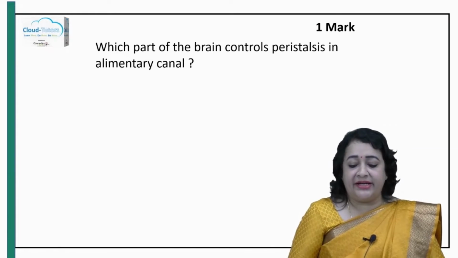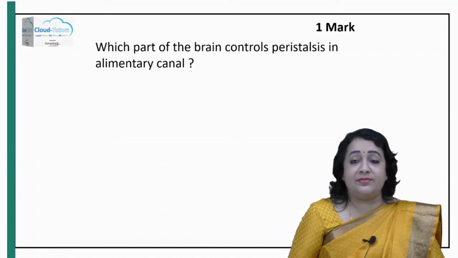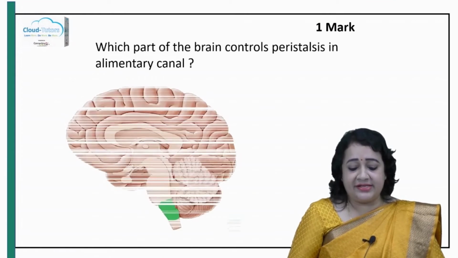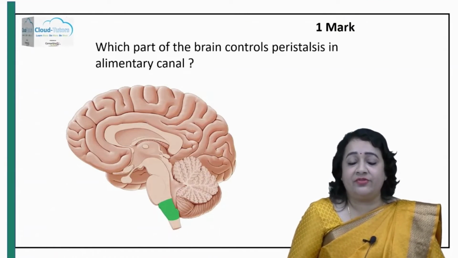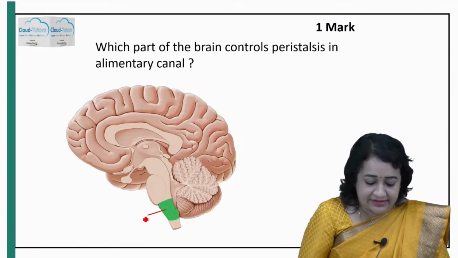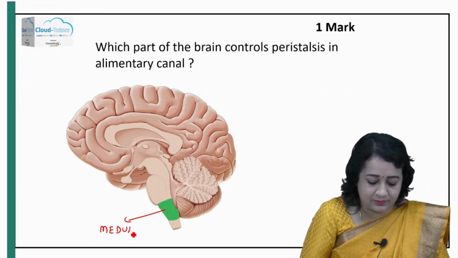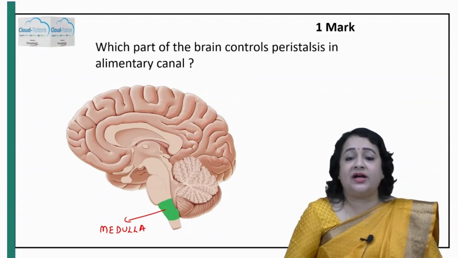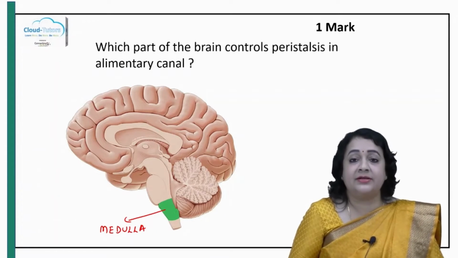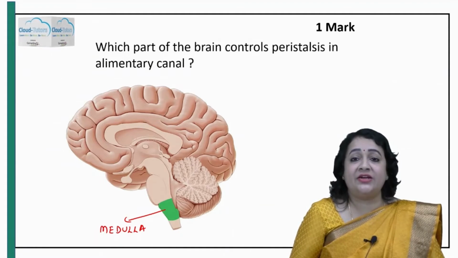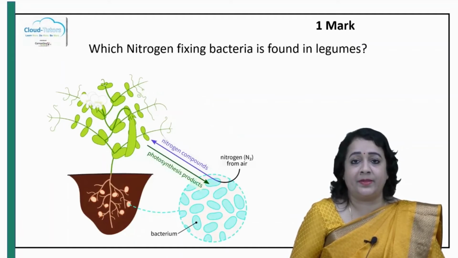Which part of the brain controls peristalsis in the alimentary canal? Peristalsis is an involuntary movement, right? That is controlled by which part of the brain? That is by the medulla. So medulla controls the peristalsis movement, which is an involuntary movement.